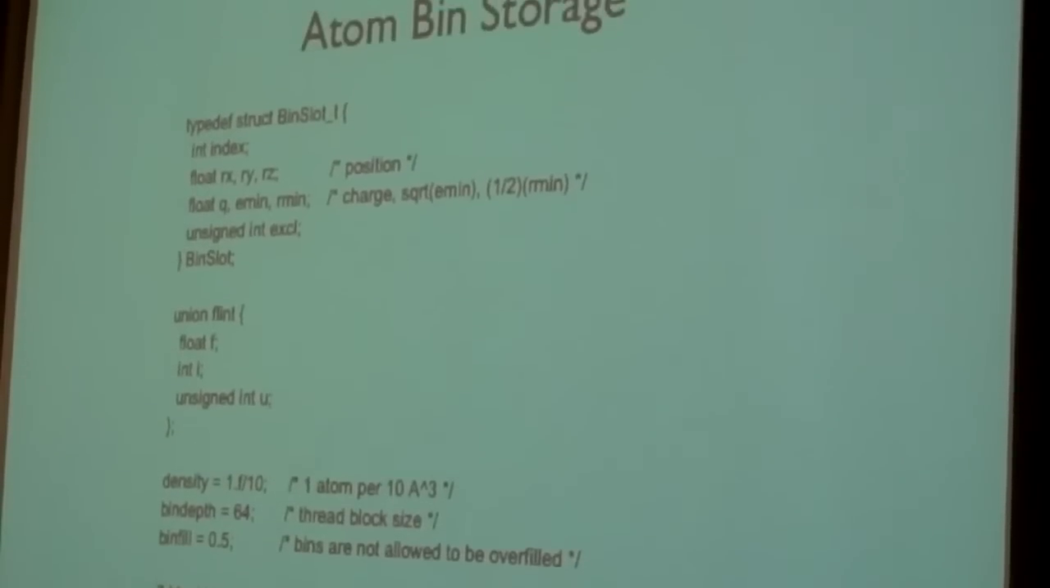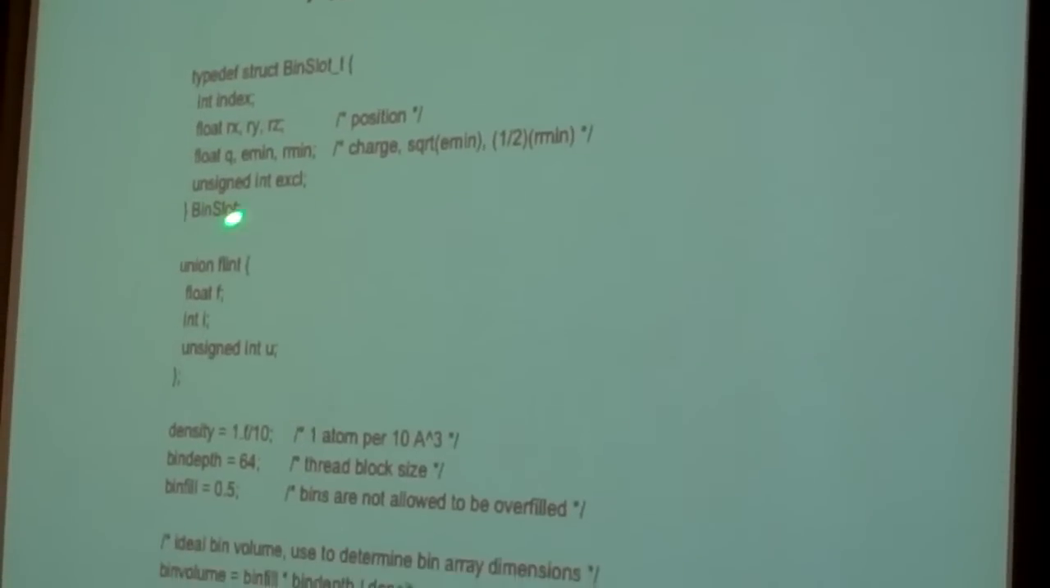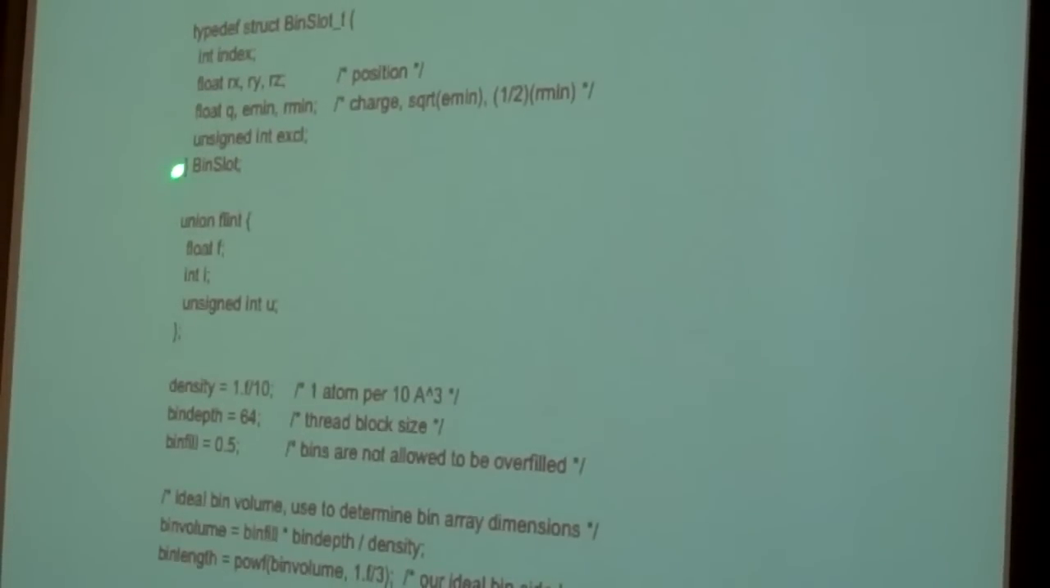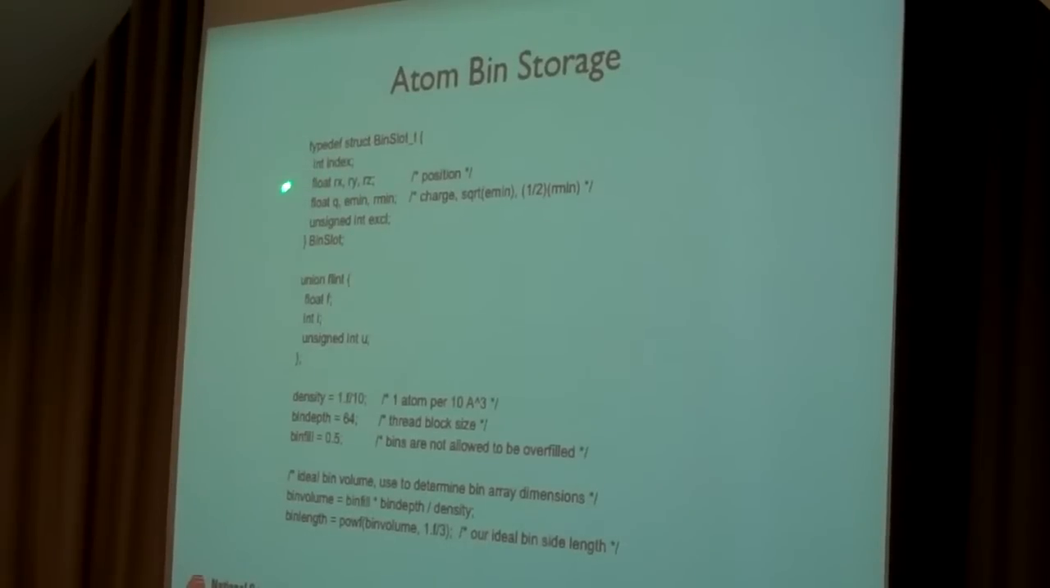So I'm showing you my data structure for just storing the information for a single atom, and then these things are collected in an array to form the full contents of a bin. This is a useful union that I use so that I can go ahead and read arrays of these things as flints, and then I can use them as floats or as ints or unsigned ints.